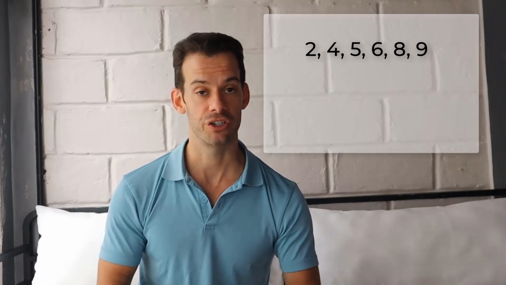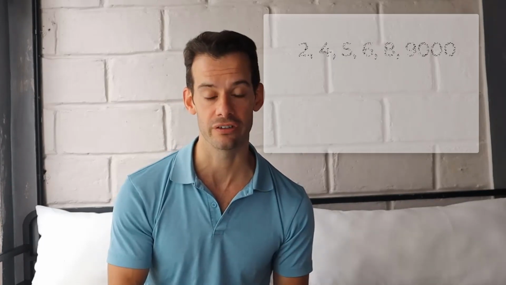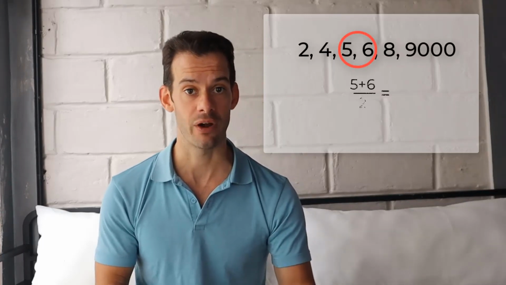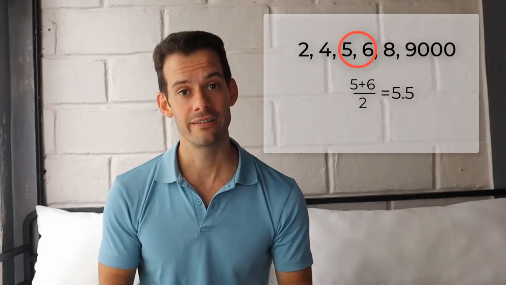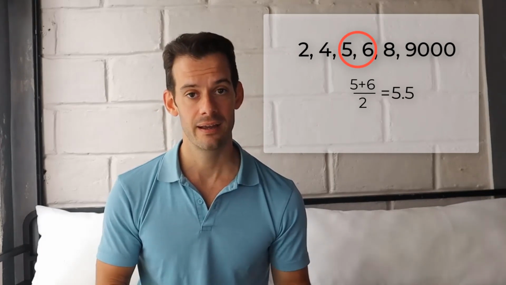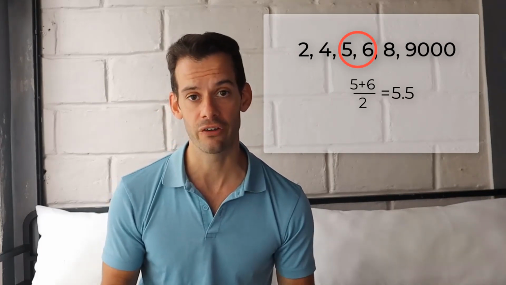It doesn't take into account exactly how small or large each individual score is. Now, this means it's not sensitive to outliers. We could change our highest score to 9,000, and the median would still be 5.5. So the median avoids this sensitivity of the mean, but it does it by ignoring most of the values of your scores.